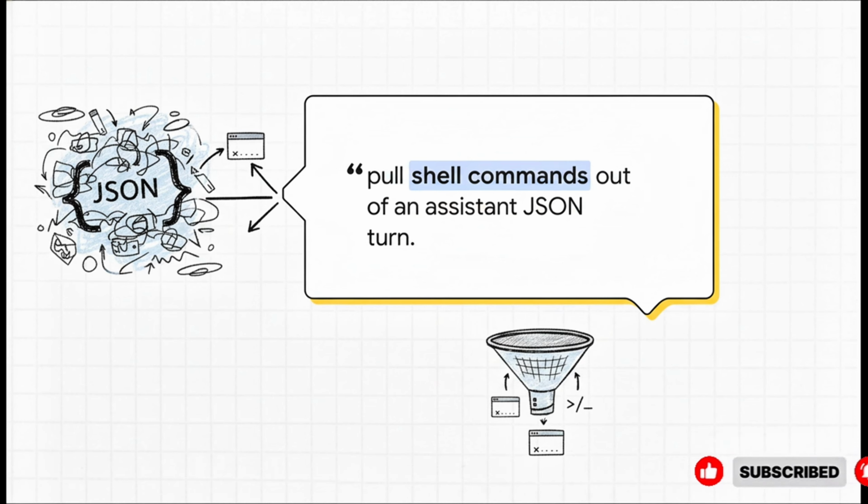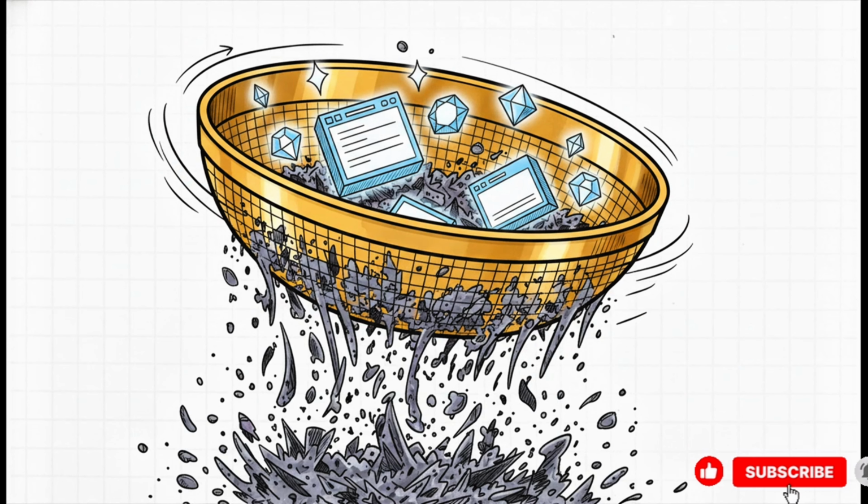To get exactly what we want out of that mess, we build a recursive parsing function. It acts kind of like a smart sieve, gracefully walking through every single level of the JSON object to hunt down these specific action keywords. And the result of that hunt? Our extracted target.